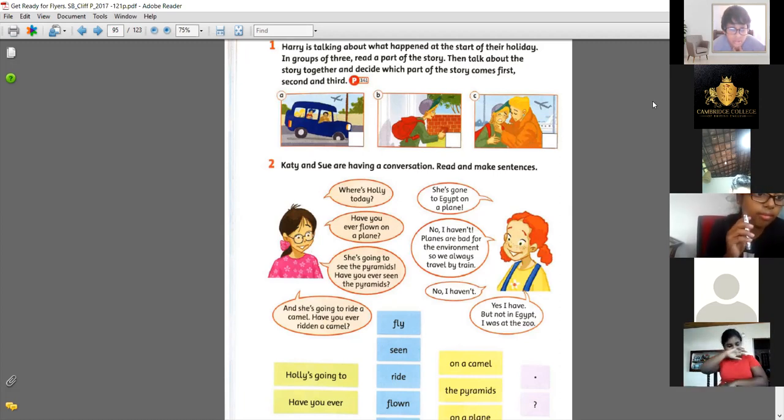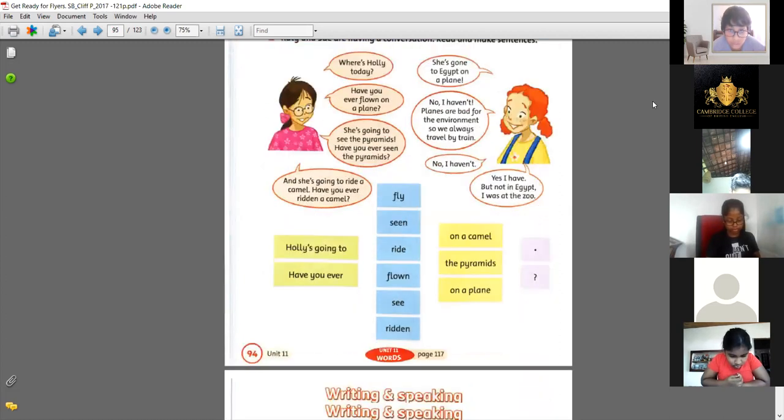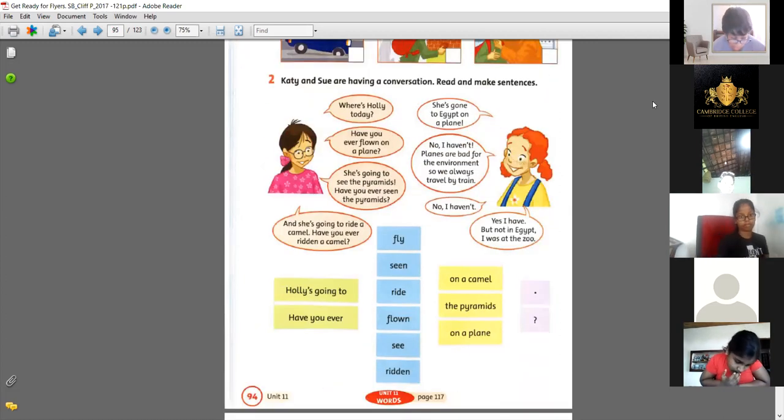Then here Kathy and Zua are having a conversation, read and make sentences. So here they have given, where's Holly today?